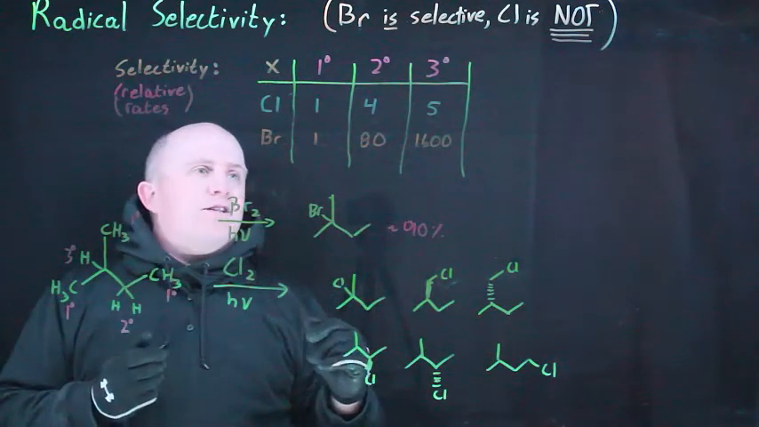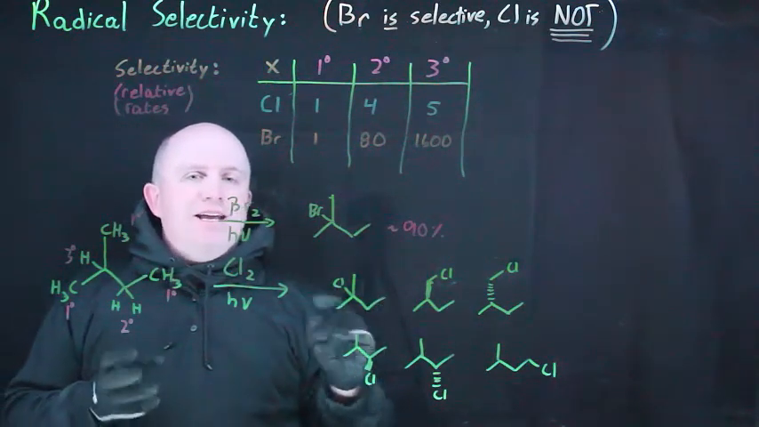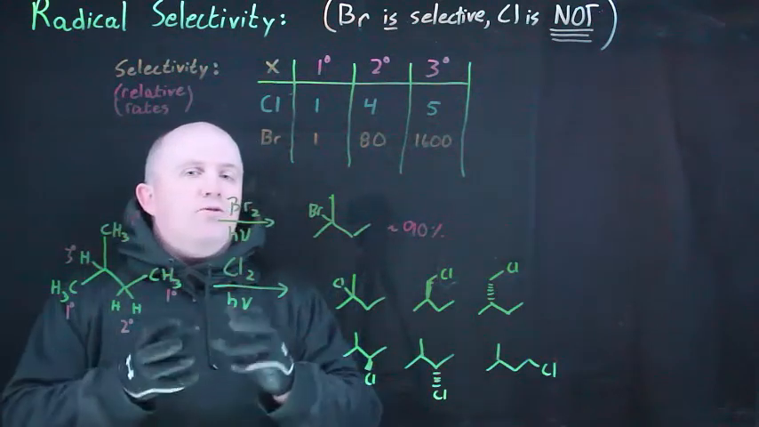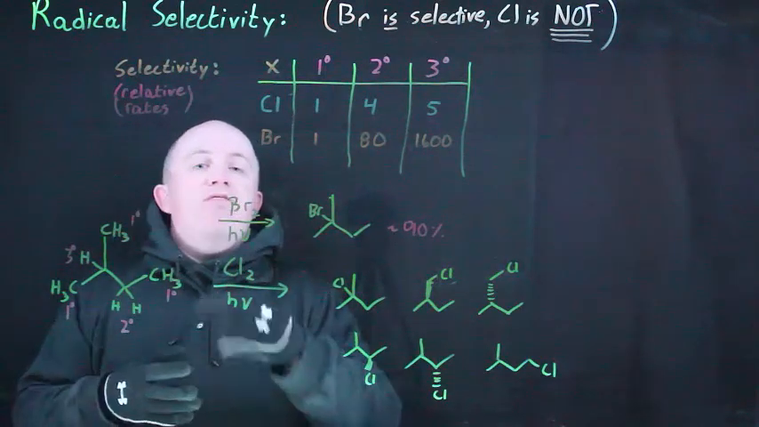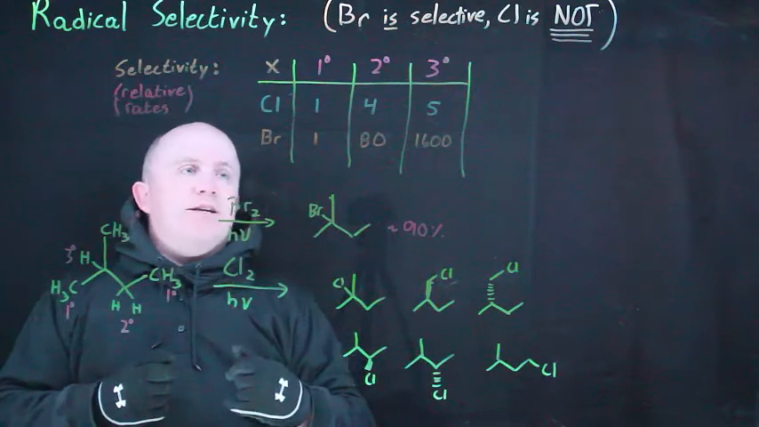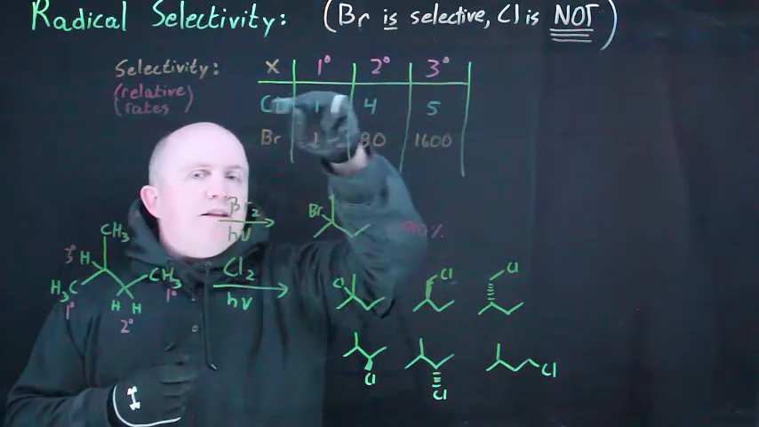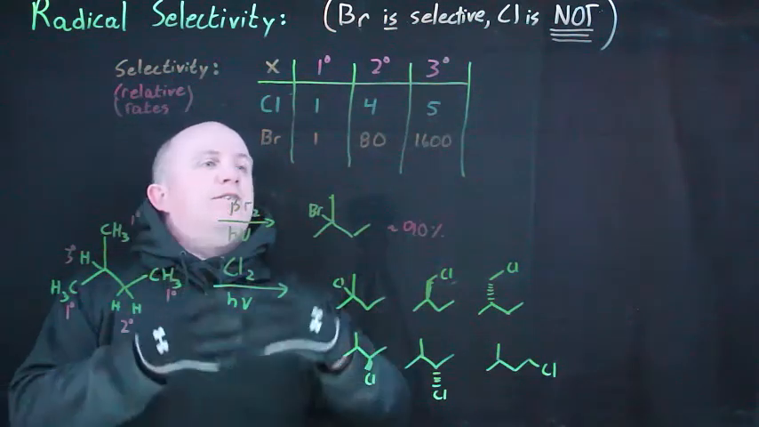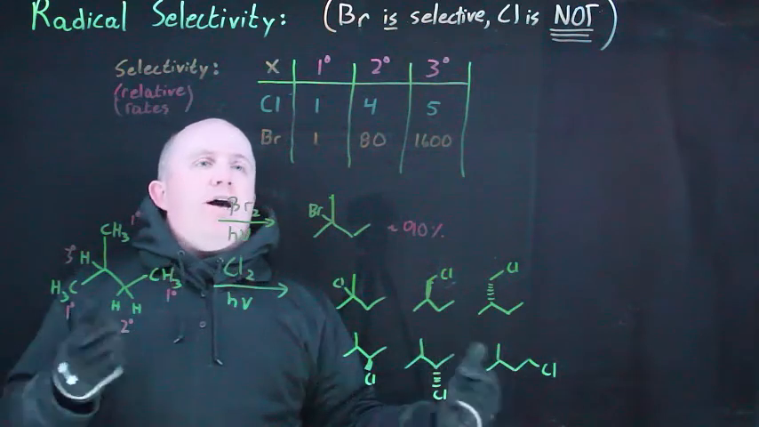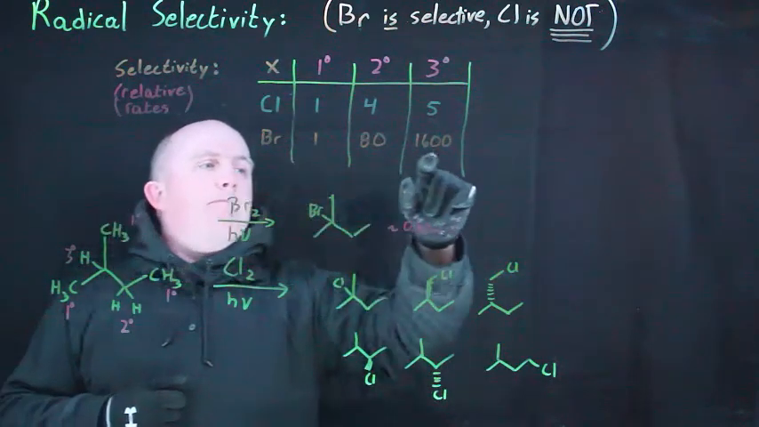I'll walk through this more in a separate video, but the key thing to understand is it is easier to remove a hydrogen from a tertiary position, and therefore you're going to get some selectivity. But this chlorine is relatively unselective. You're going to make substantial amounts of all products, whereas the bromine is much more selective.